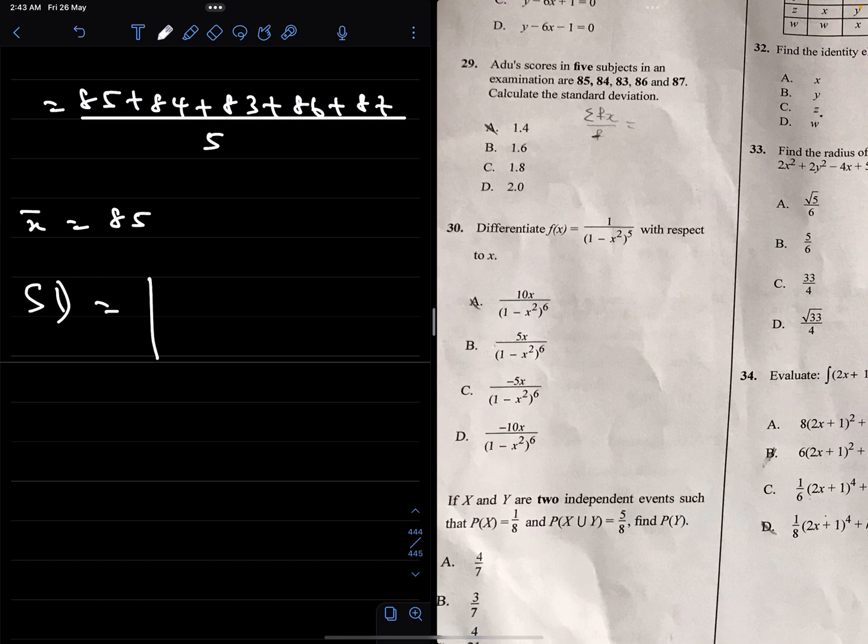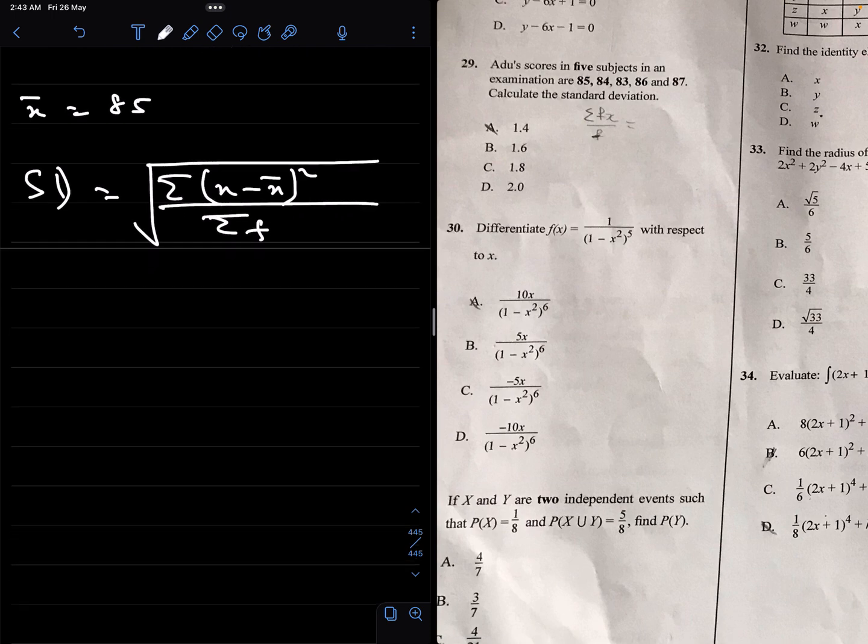Now standard deviation. SD is given by the square root of summation x minus mean all squared over summation f. That simply means we have to make a table to have these values. Let's do that here. This will be the scores.